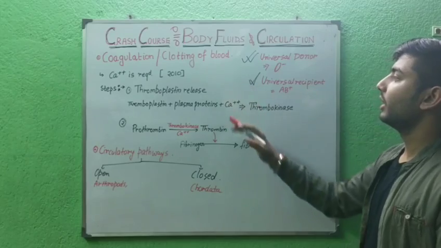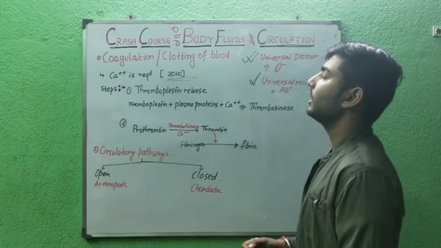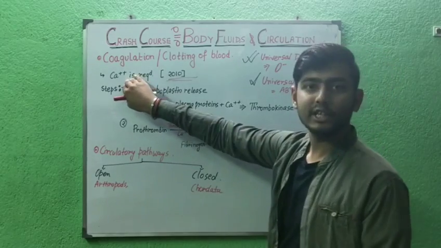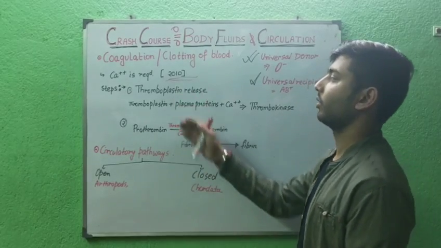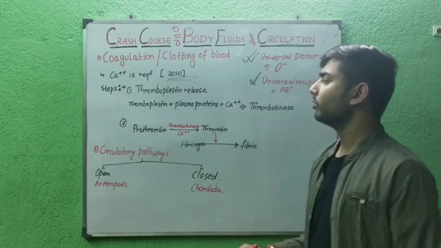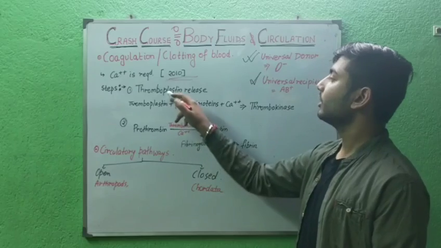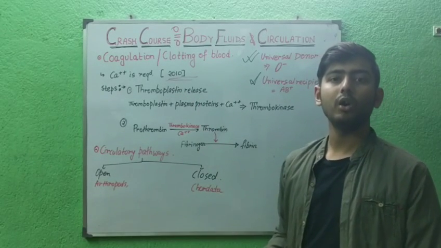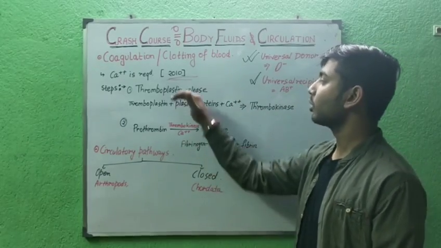Now in coagulation of blood, first of all, this question came in AIPMT 2010: which ion is required in coagulation or clotting of blood? It is calcium ion. Why calcium ion and how, we will see later on. Now the steps of coagulation. The first is thromboplastin release. You will be curious to know where the thromboplastin is released from. Generally, thromboplastin is released from the platelets when they are injured, or the endothelium, that is the lining of the blood vessel, when injured, will release thromboplastin.